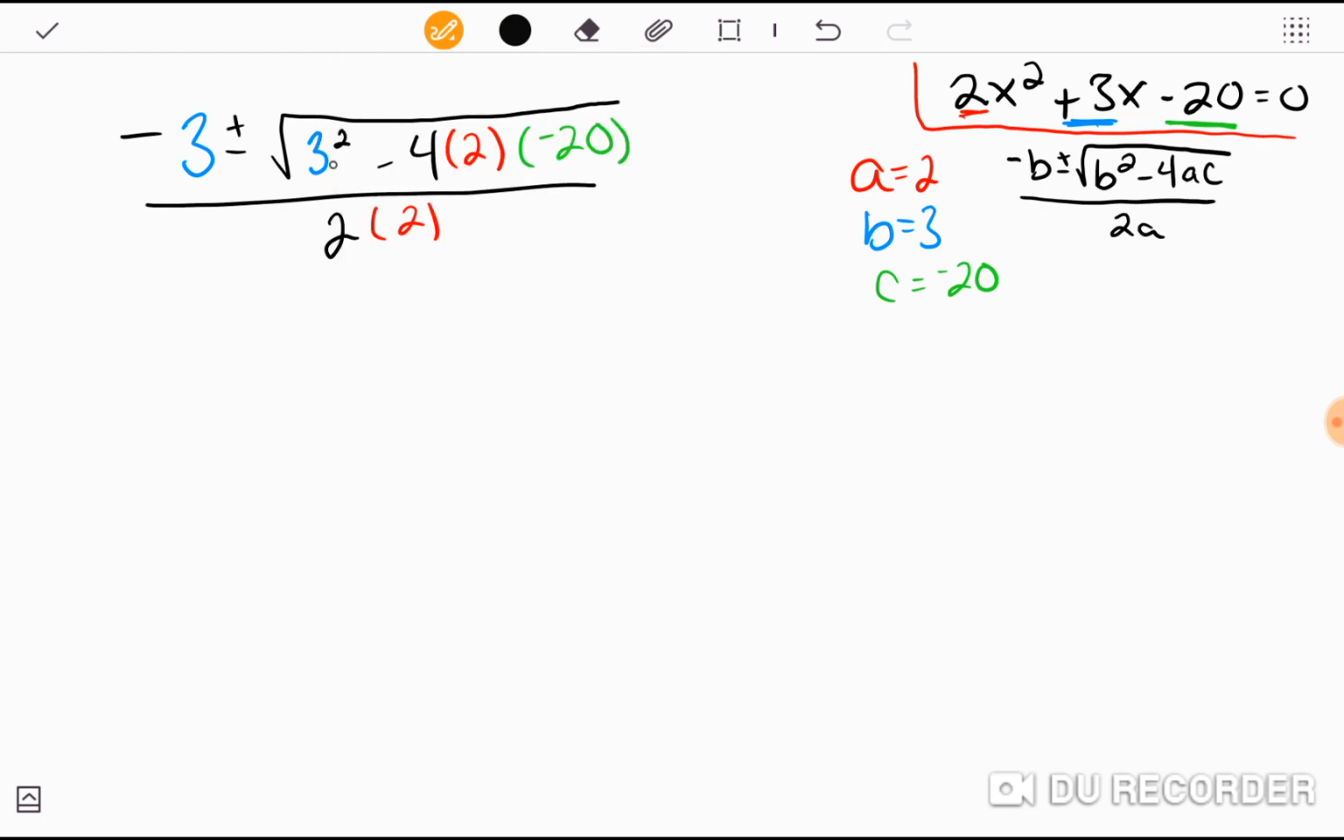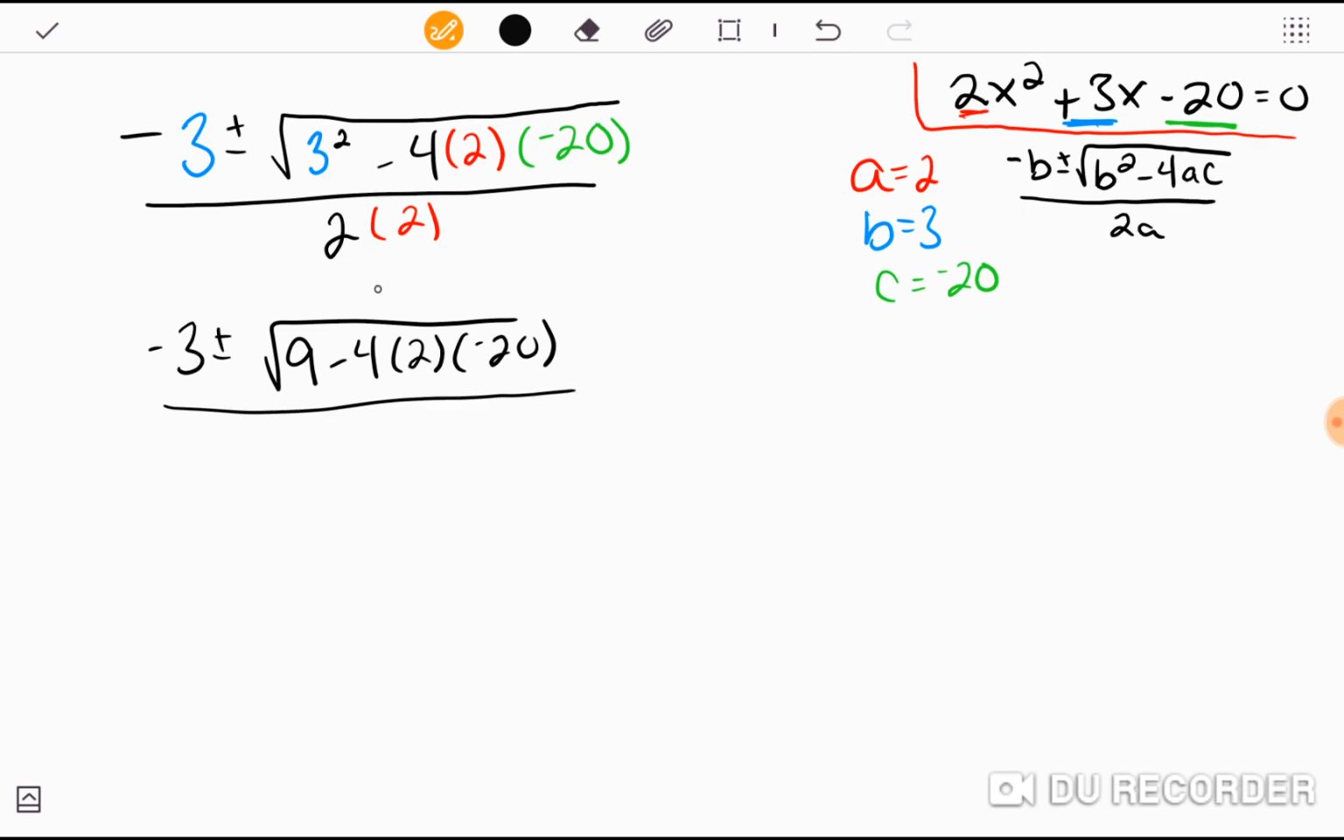Our first step when it comes to actually starting to solve stuff is going to be the square of that number. So I'm going to have negative 3 plus or minus the square root of 9, because 3 squared is 9, minus 4 times 2 times negative 20. All that over 2 times 2 is 4. I'm just going to do it now. So the two new things that we've done here is we have this 9 is new and this 4 is new. All right, after we do that, we are going to multiply these numbers together.